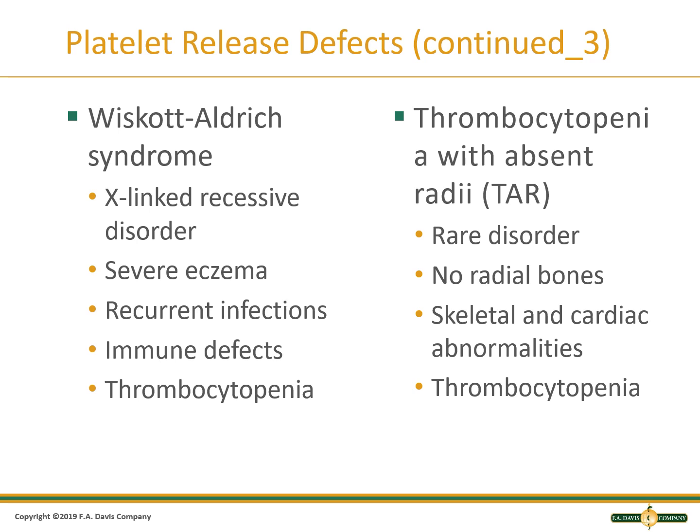Thrombocytopenia with absent radii, or TAR, is a rare disorder. That means there are no radial bones. Skeletal and cardiac abnormalities may be seen, and you will also have thrombocytopenia with this as well.